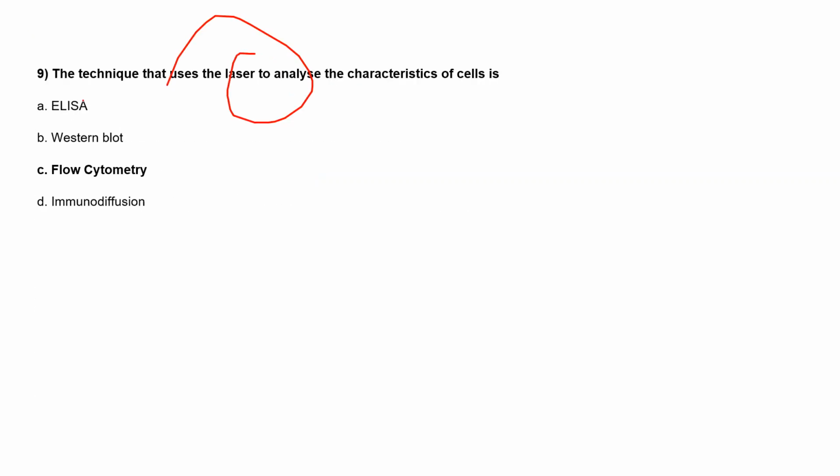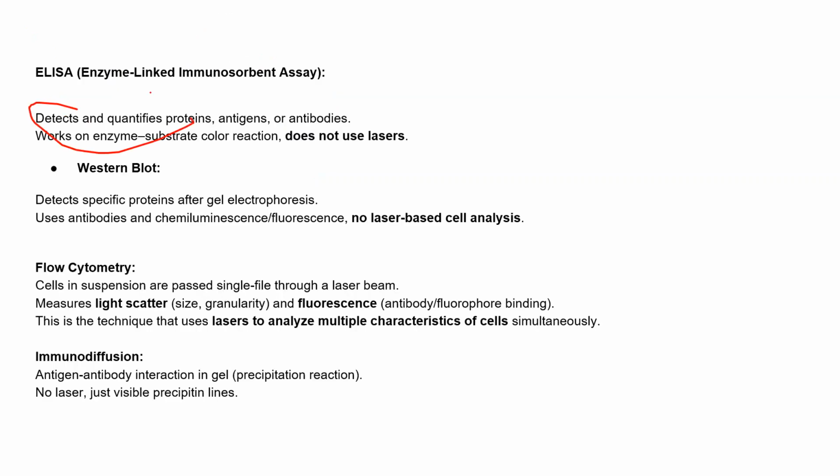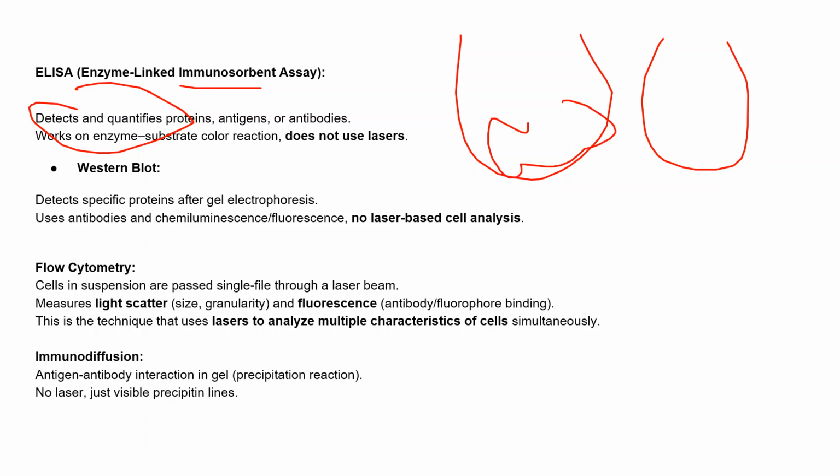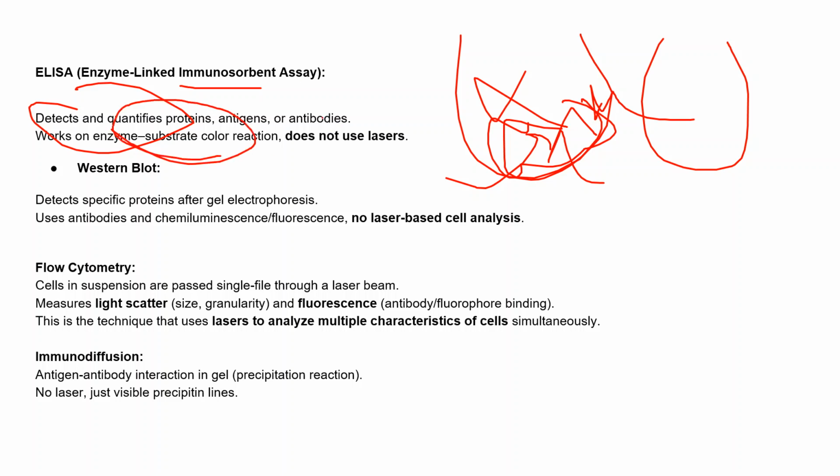So the other options: ELISA. No, it will not help in characterizing cells because it detects and quantifies proteins. Normally in ELISA, we grow the cells in plates and then collect the fluid, not the cells. We detect cytokines, soluble proteins, and other things present inside the fluid. So this is a fluid-based technique. It quantifies proteins, antigens, antibodies. It works on an enzyme-substrate color reaction, and they don't use any kind of laser.